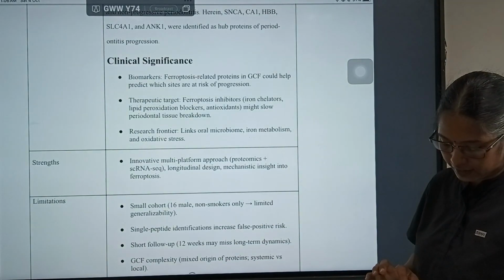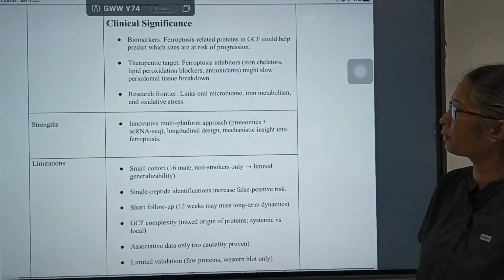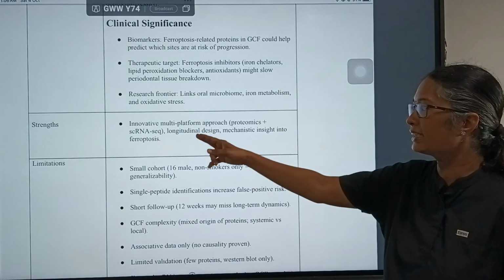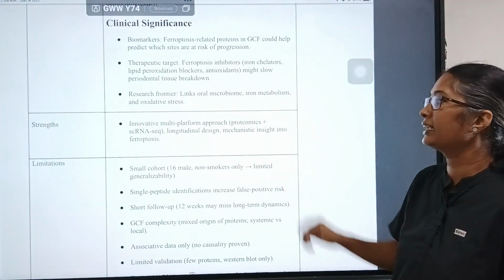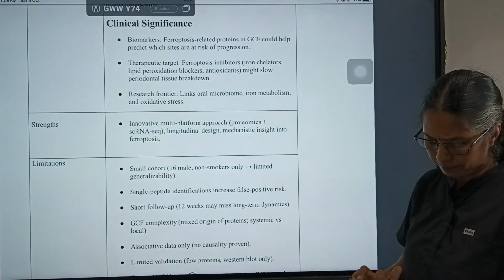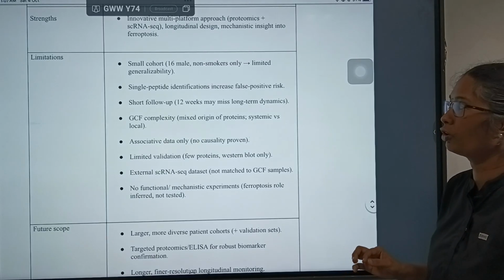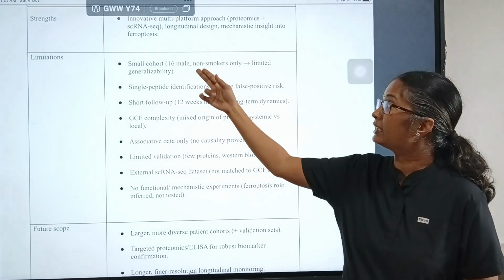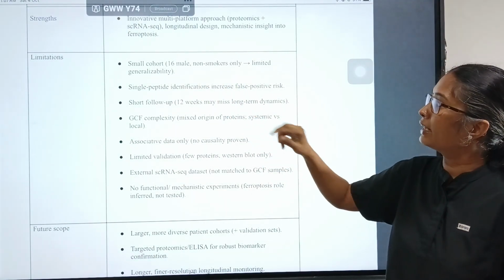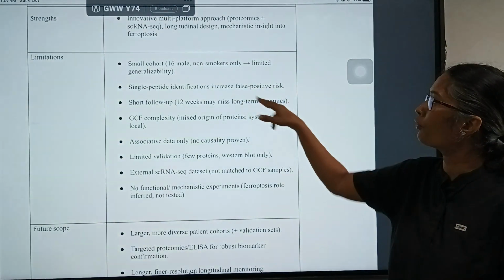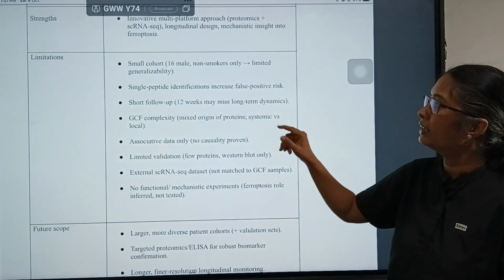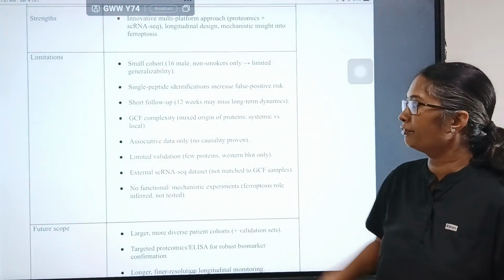So the strengths of the study are the innovative multi-platform approach, which uses proteomics and single cell RNA sequencing, longitudinal design, and mechanistic insight into ferroptosis. But the limitations were that it was a small cohort, which used 16 male non-smokers only, and it was lacking generalizability. Single peptide identification increases false positive risk. One is that, and short follow-up, which is only 12 weeks.